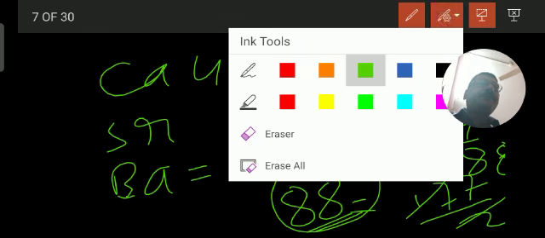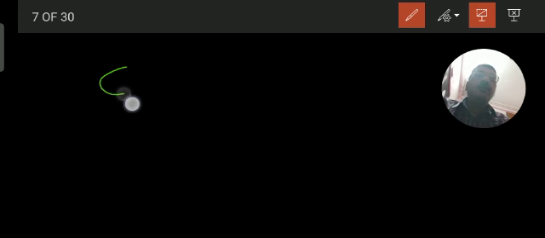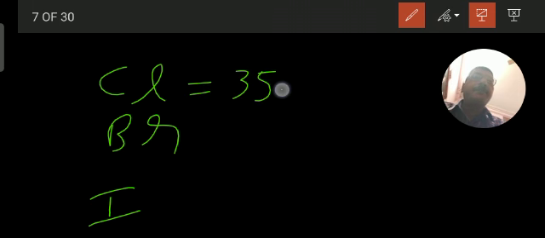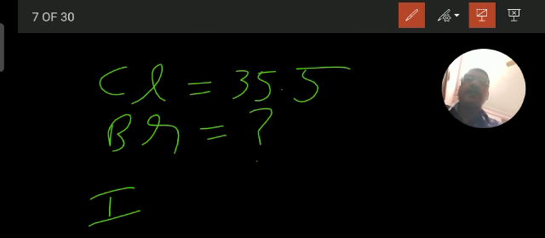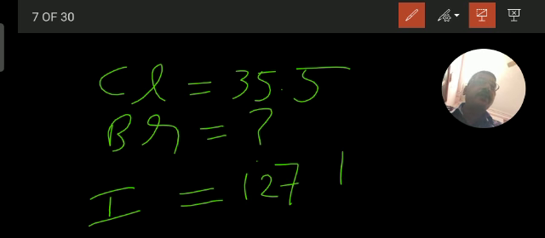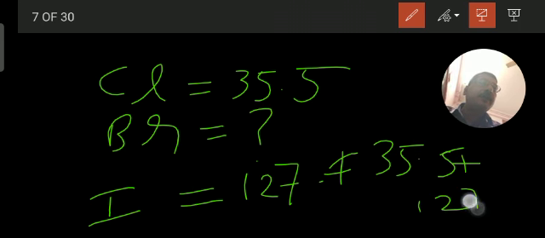Clear, students? Now come to the next triad, chlorine, bromine and iodine. The atomic mass of chlorine is known to all of us, it is 35.5. Bromine, suppose question mark, is not known to us. Iodine is 127. So here we should take 35.5 plus 127 divided by 2.